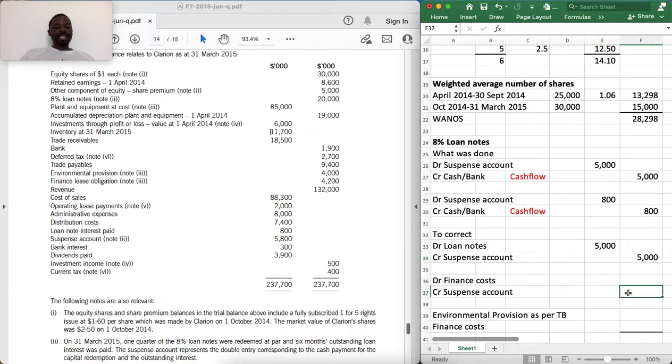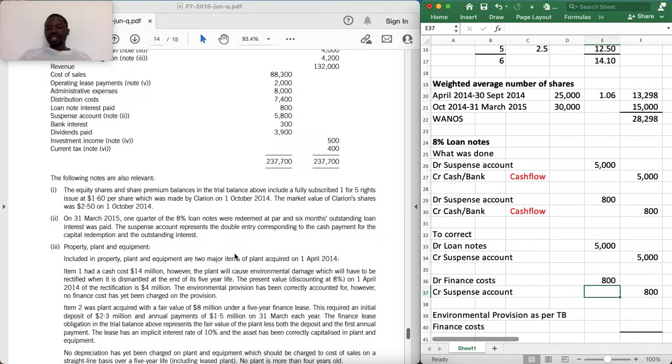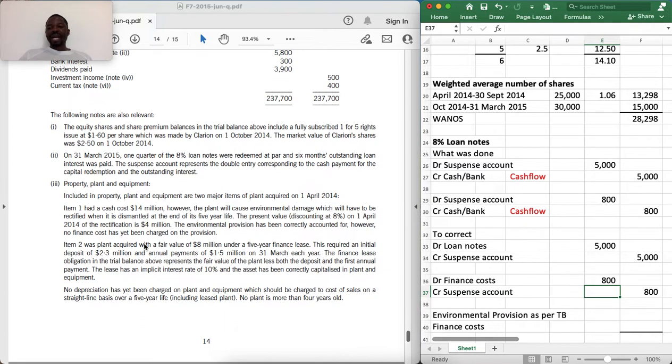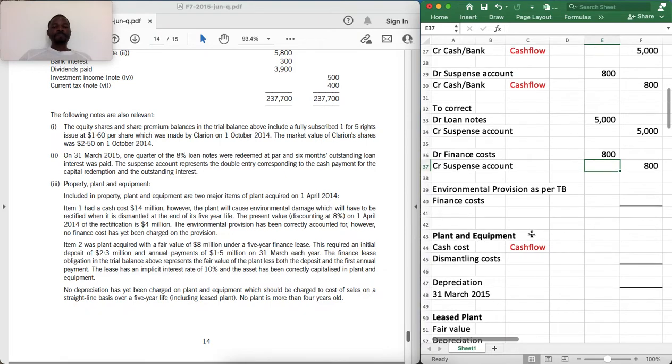Then also we need to credit the suspense account for this interest that was charged. Then we need to debit correctly the finance cost. That is the interest outstanding. Now we are finished with that note. Now let's go to note number 3.